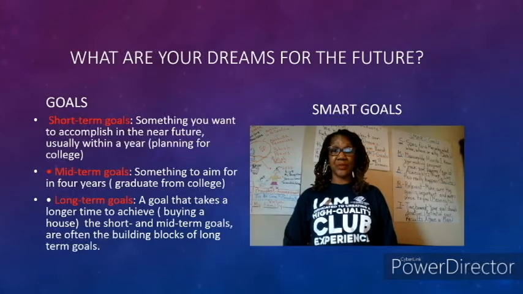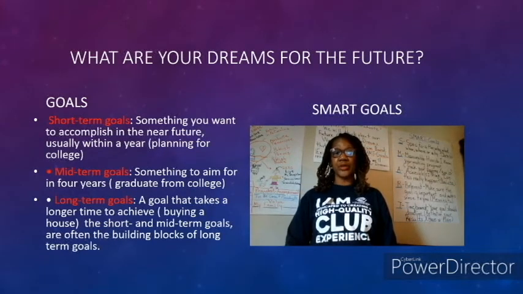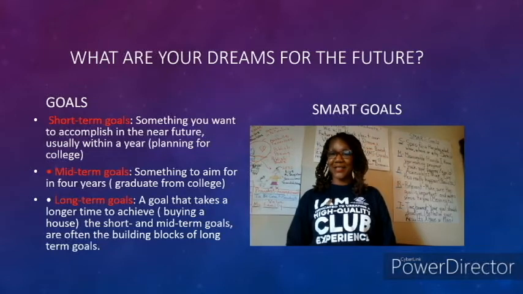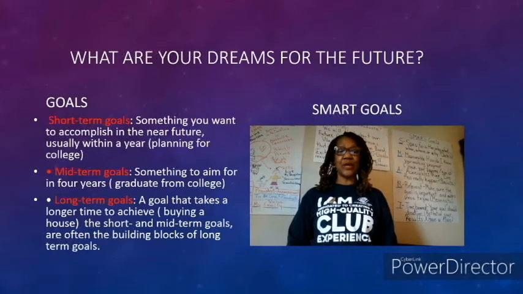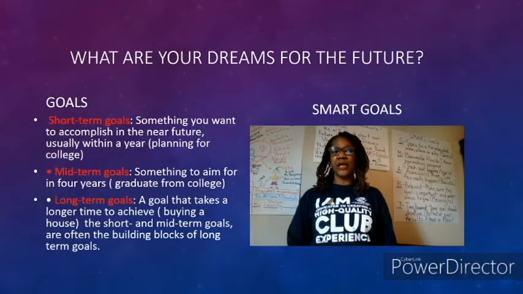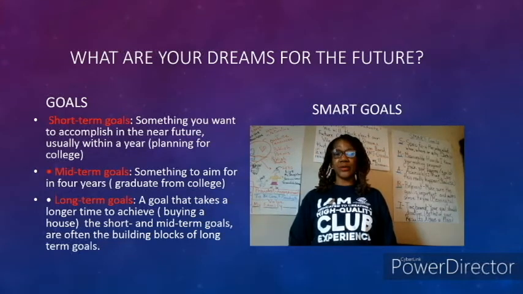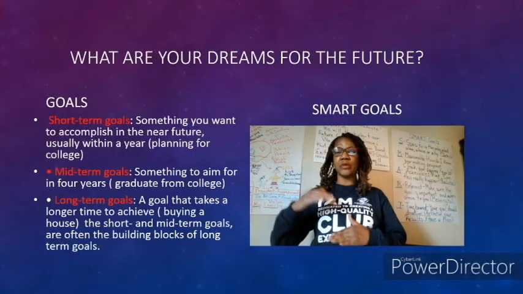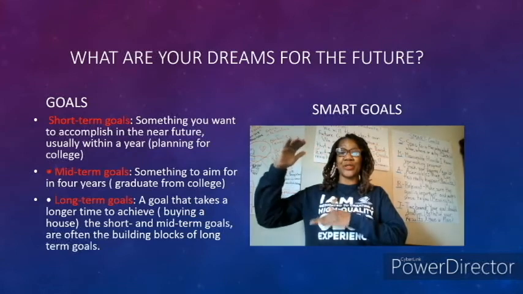You will need to set goals. Short-term goals are something you want to accomplish in a year or in the near future. An example would be planning for college. Midterm goals are something to aim for in 4 years. An example would be to graduate from college. Long-term goals is a goal that takes a longer time to achieve. An example would be buying a house. The short-term and mid-term goals are building blocks to the long-term goal.